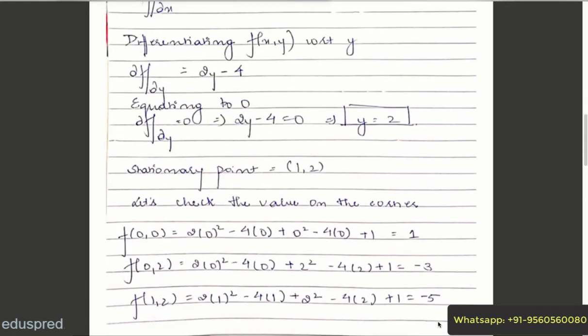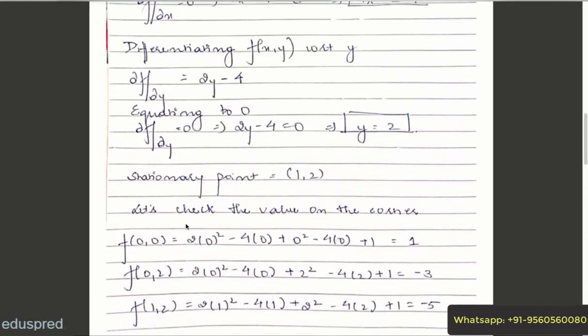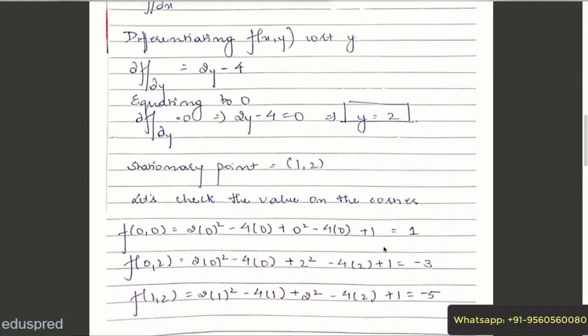Now let's check on the corners, which were (0, 0), (0, 2) and (1, 2), your O, A and B points. So the value of the function at point (0, 0) is 2 multiplied by 0² - 4 multiplied by 0 + 0² - 4 multiplied by 0 + 1, which is equal to 1. f(0, 2) is equal to -3 and f(1, 2) is equal to -5.